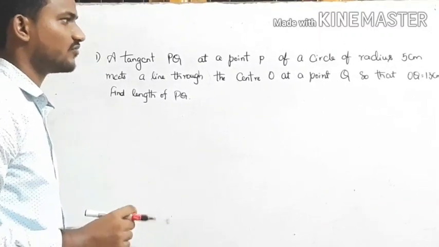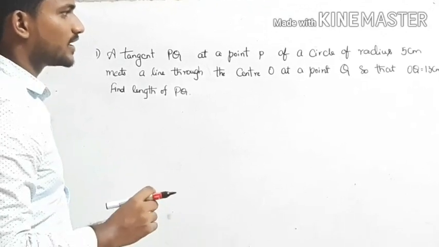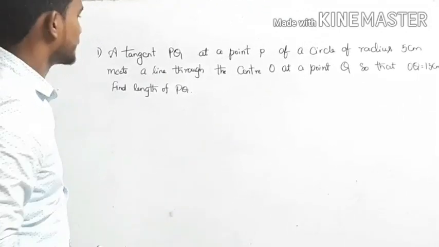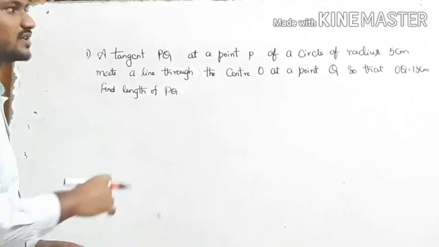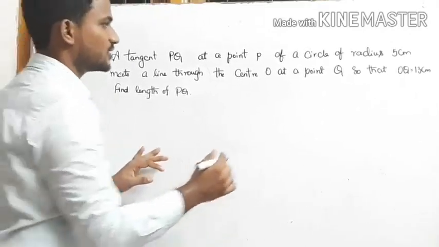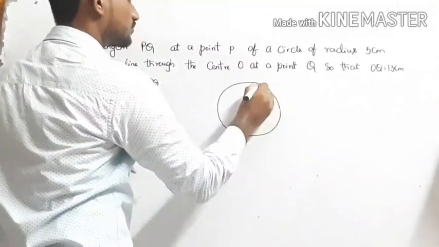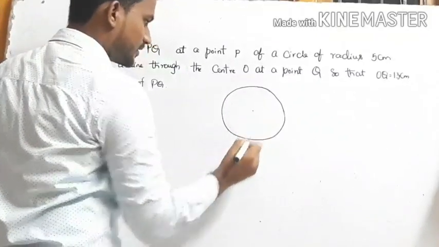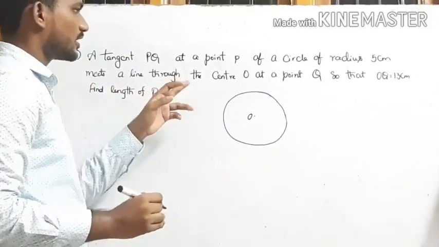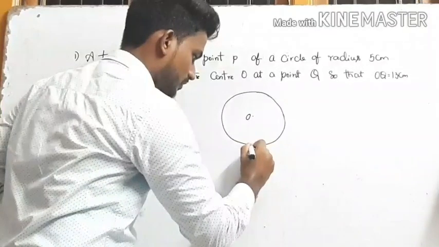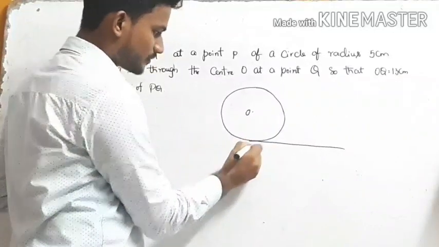PQ is a tangent at a point P of a circle of radius 5 cm, and it meets a line through the center O at a point Q, so that OQ equals 13 cm. Find the length of PQ. First we want to draw a circle. Based on this question, you can draw a construction. The circle is like this, the center is O, and a tangent PQ at a point P is drawn. This is a tangent which intersects at one point.